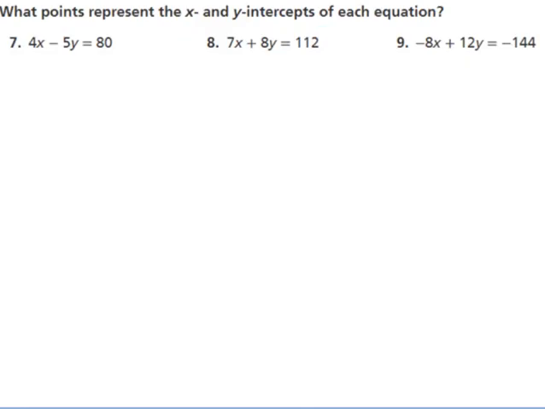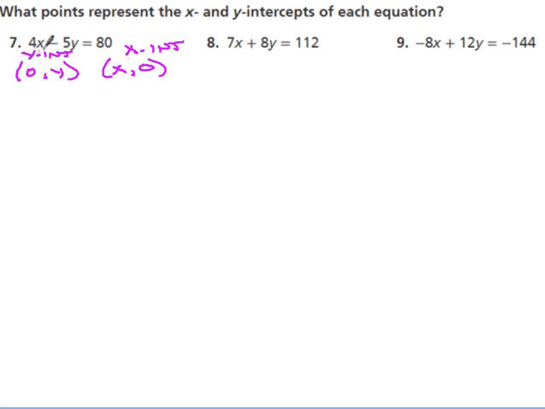Okay, so sometimes you won't even be asked to graph. You'll just be asked, what points represent the x and y intercepts of each equation when they are in standard form? So when that's the case, it's again pretty much doing what we just did, but you're just listing the points instead. So I would plug in 0 for x, figure out what my y is, plug in 0 for y, figure out what my x is, and this is going to give me my x-intercept, and this is going to give me my y-intercept. And then I would just label those and write those down.